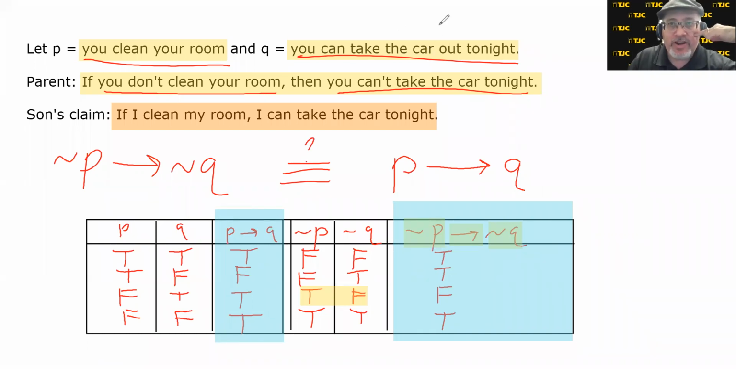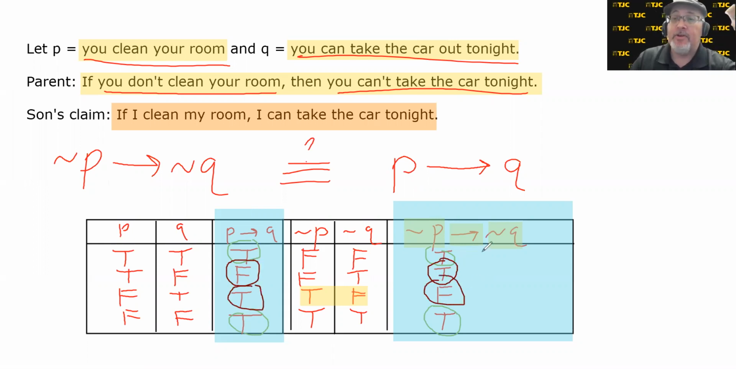Whereas they do agree at the top and the bottom, they do not agree in the second row and third row. And it only takes one disagreement to be not logically equivalent. So what can we conclude from this?